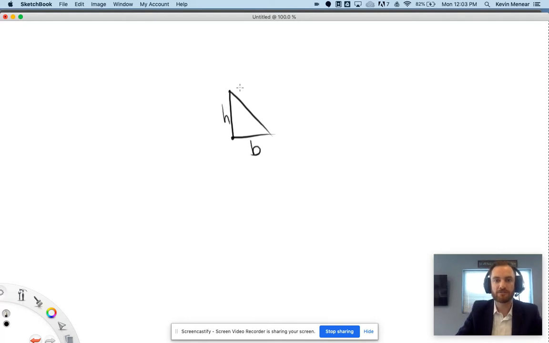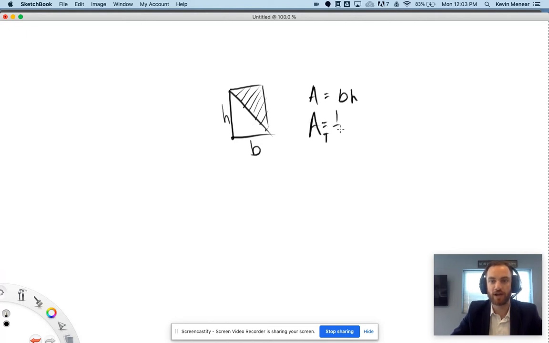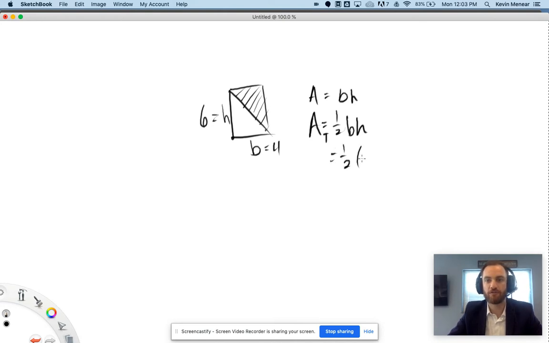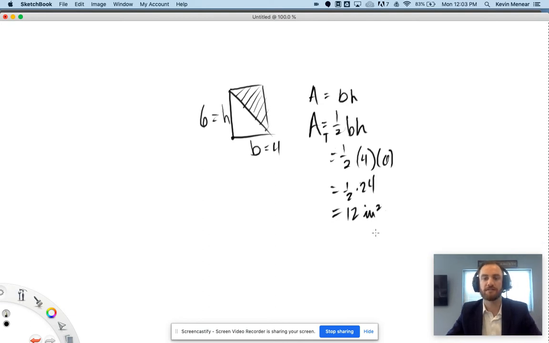Well, the area of a triangle is easy if you think about it as half of a rectangle. The area of a rectangle would be base times height. But wait a second, if I eliminate that half, well, I'm just left with half of that rectangle. So the area of a triangle is 1/2 base times height. So if this base was 4 and the height was 6, the area of that triangle would be 1/2 4 times 6, which is 1/2 of 24, which is 12. And again, if it was in inches, it would be inches squared.